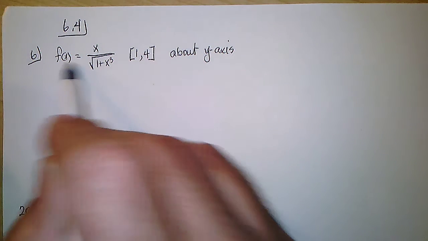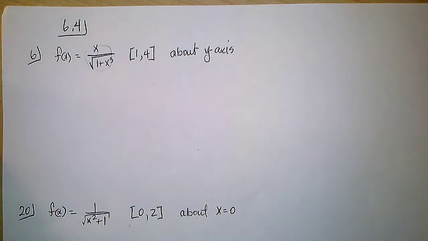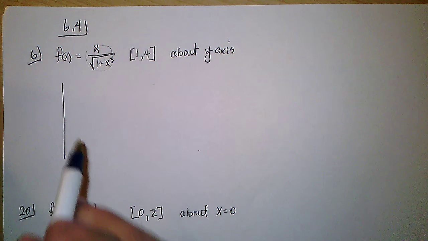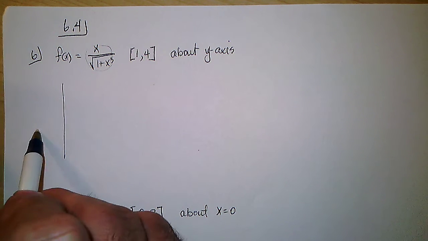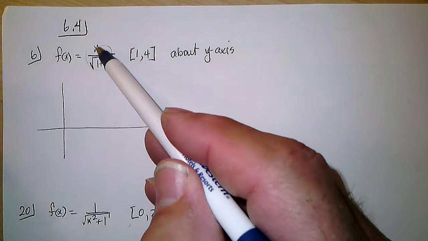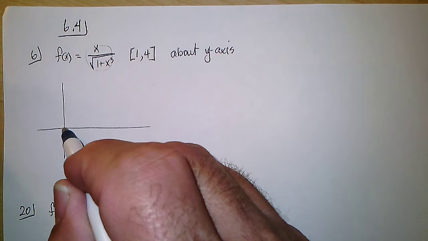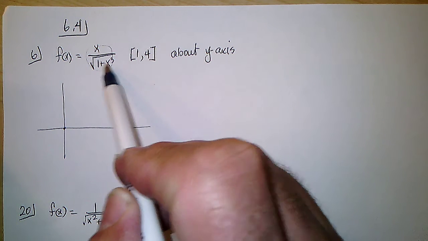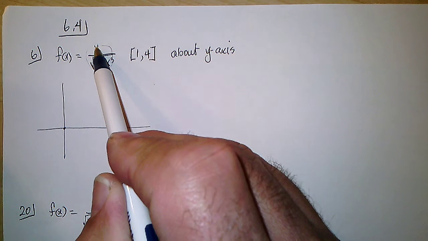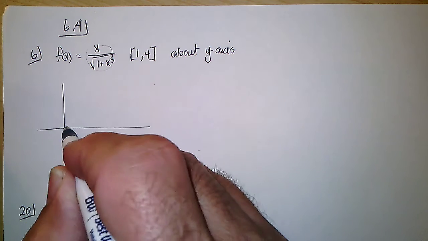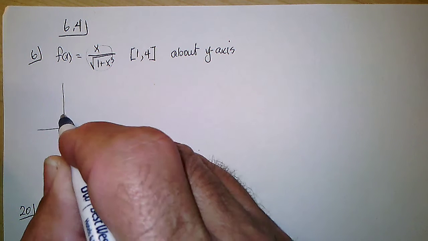6-4. f of x is this. Wonder what that looks like. It's not something that I'm real familiar with. So if we put 0 in here, we get 0. If we put 1 in here, we get 1 over the square root of 2, which is a little bit, but not 1.